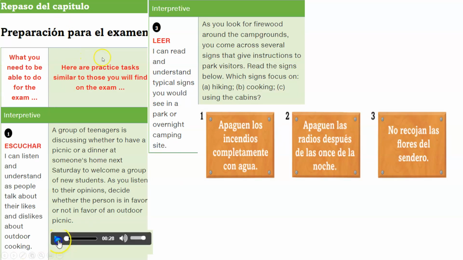All right, and let's see if you can understand. I can listen and understand as people talk about their dislikes and likes about outdoor cooking. A group of teenagers discussing whether to have a picnic or dinner at someone's home next Saturday to welcome a group of new students. As you listen to their opinions, decide whether the person is in favor or not in favor of an outdoor picnic.